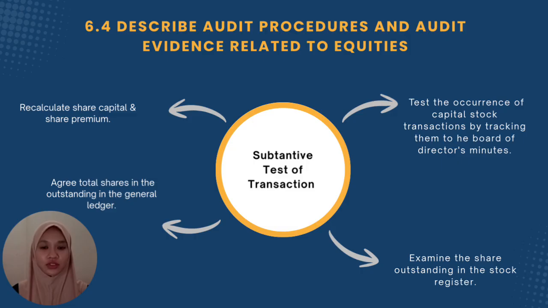Here, auditors focus on verifying the actual numbers and transactions. First, they will recalculate share capital and share premium to ensure accuracy. Then, they will agree the total number of shares outstanding with the general ledger. After that, the auditor will test the accuracy of capital stock transactions by checking them against the board of directors' minutes. Lastly, they will examine the share records in the stock register. This step is important because it provides direct evidence that the transactions really happened and are recorded correctly.